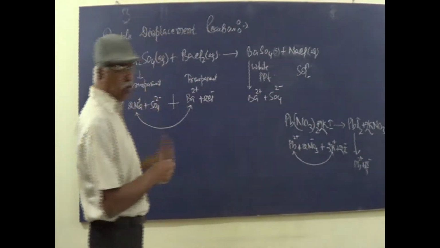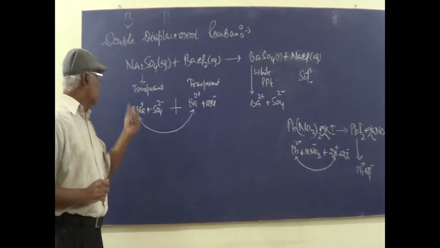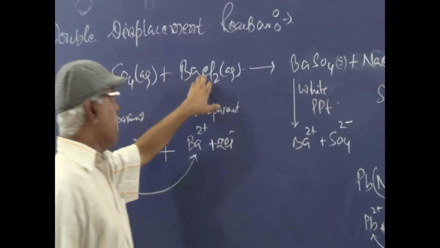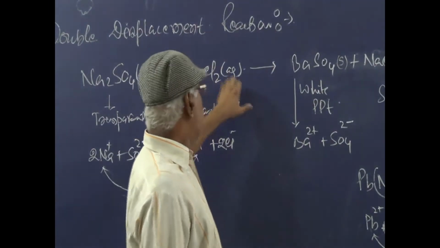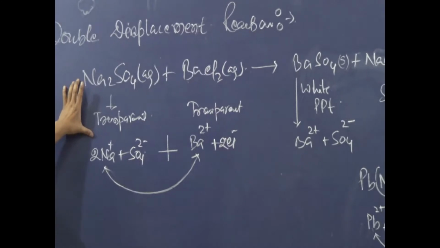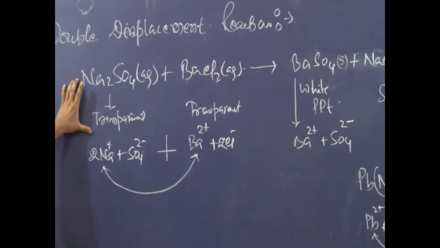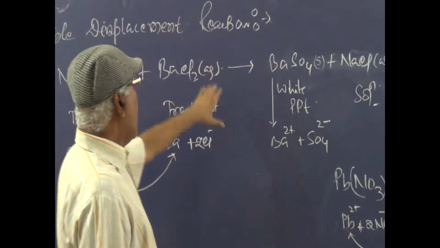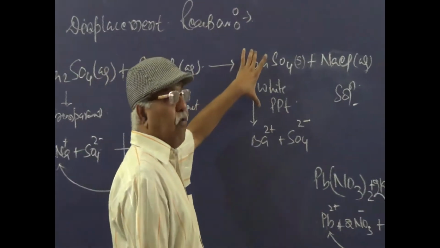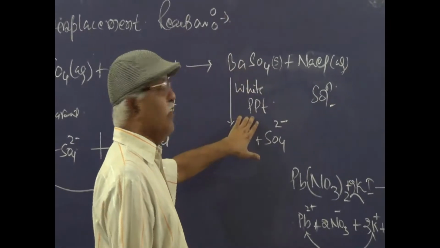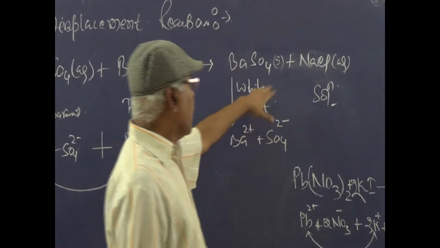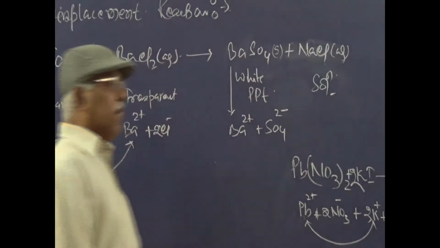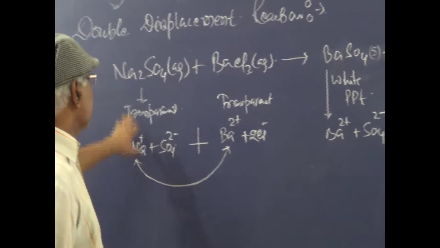For example, I am going to show you the activity also. Now pay attention here. An aqueous solution of sodium sulfate and an aqueous solution of barium chloride. Both are completely transparent and look like water. After the reaction you will see that a white precipitate of barium sulfate is obtained, and an aqueous solution of sodium chloride. This activity I will explain to you. Now see, this is transparent.